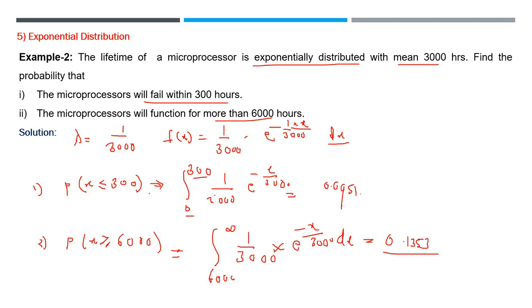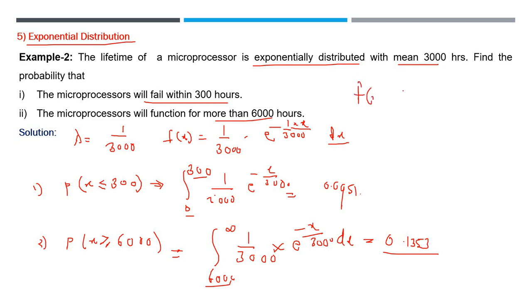So you have to understand the meaning of the sentence. When it fails within 300 hours, it goes from minimum 0 to 300. When it fails after more than 6000 hours, it will go from 6000 to infinity. So I think you will understand the problem. That depends upon the exponential distribution. The formula is very simple.